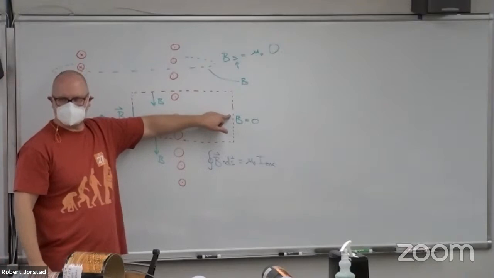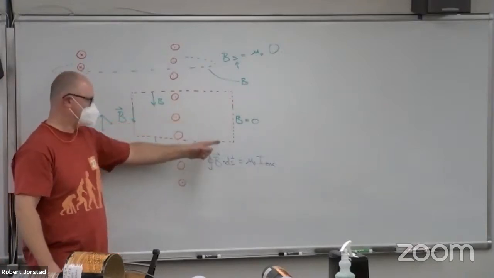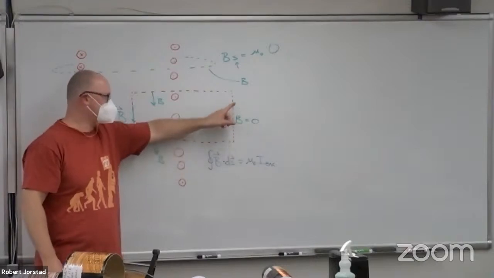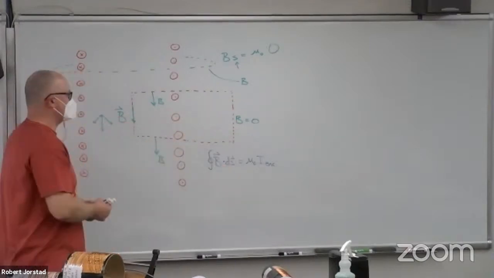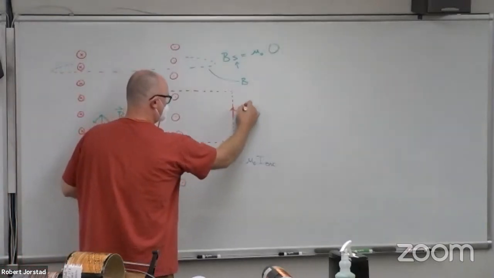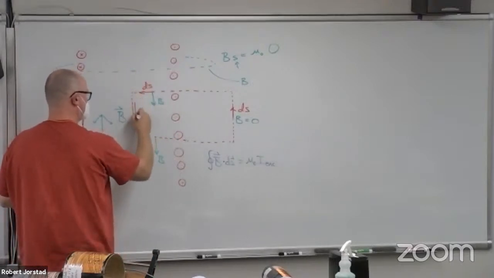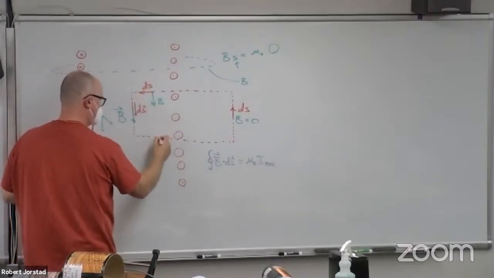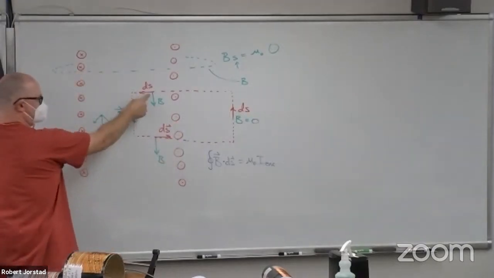What's the integral of B·ds right here? Let's pick the easy one. If B is 0, do you agree this part of the wire has no contribution? And let's just assume we're going this way around the loop. What's B dot ds right here?